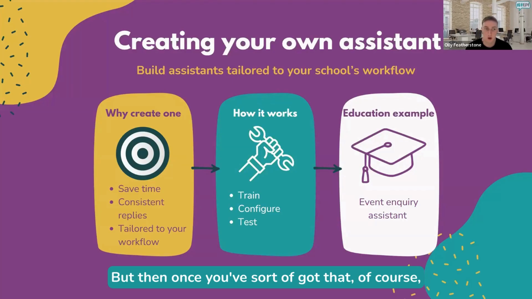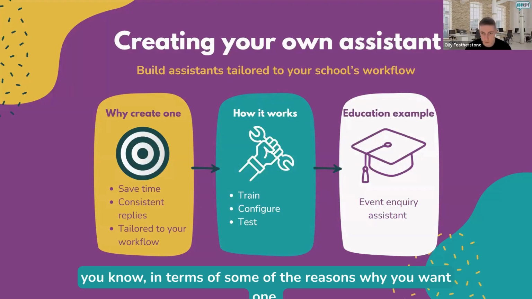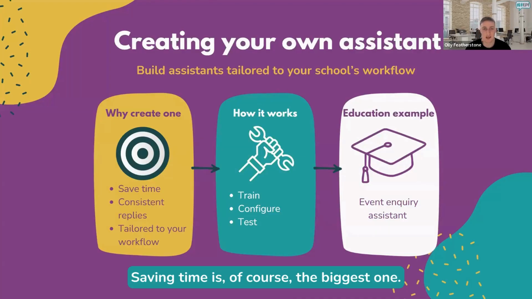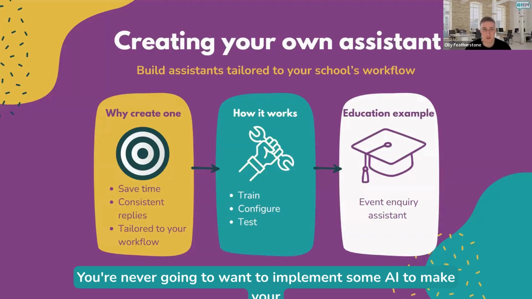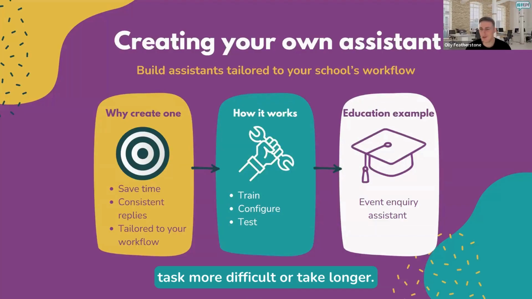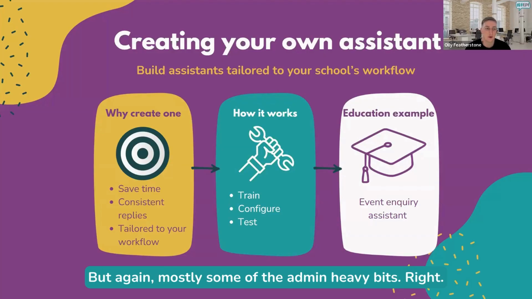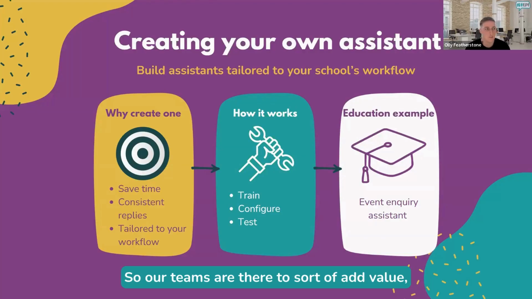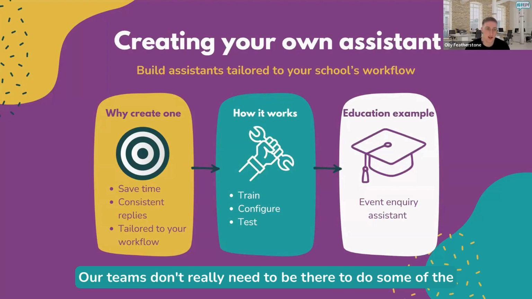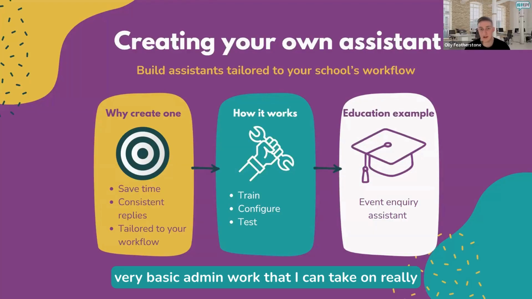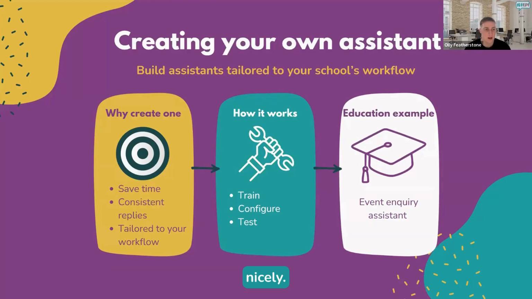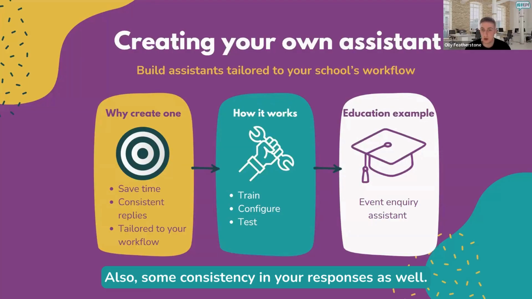But then once you've got that, in terms of some of the reasons why you'd want one, saving time is the biggest one. You're never going to want to implement some AI to make your task more difficult or take longer. It's always going to be to save you some time, mostly on some of the admin heavy bits, right? So our teams are there to add value, build relationships. Our teams don't really need to be there to do some of the very basic admin work that AI can take on really nicely. Also, some consistency in your responses as well.